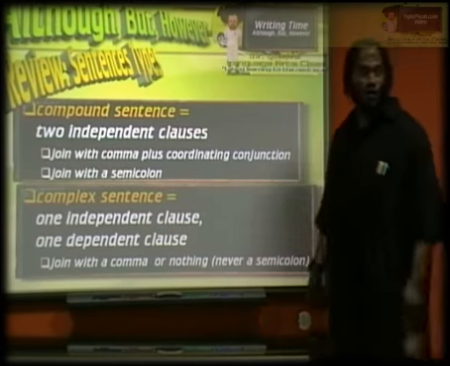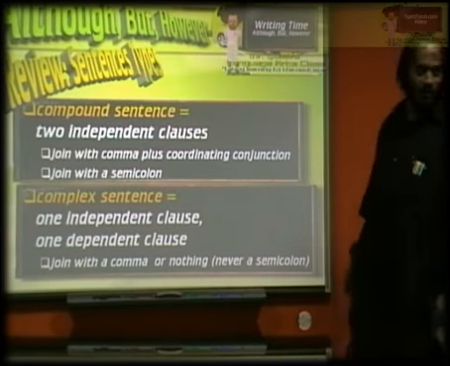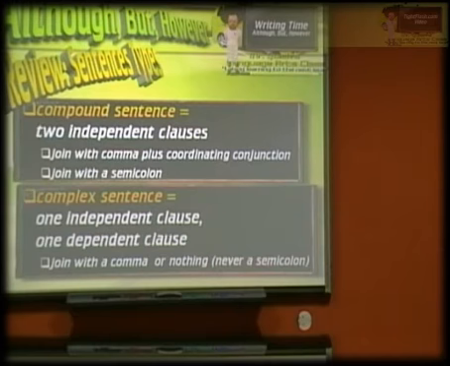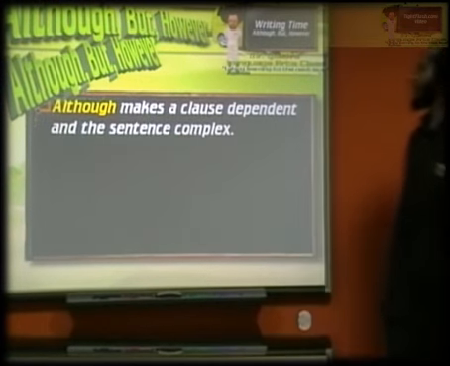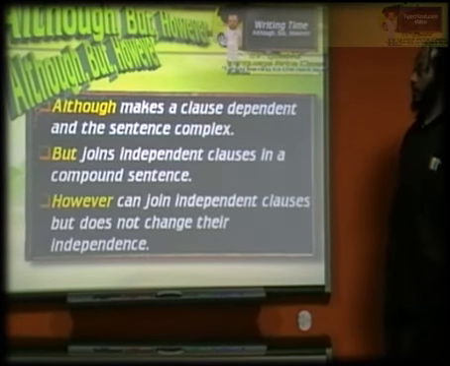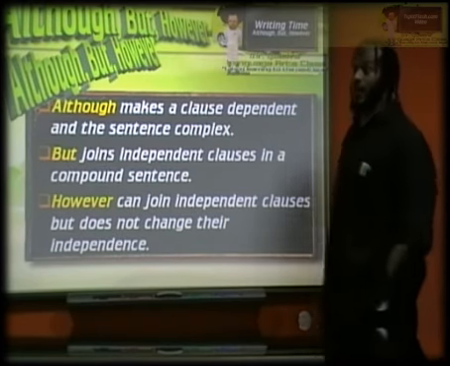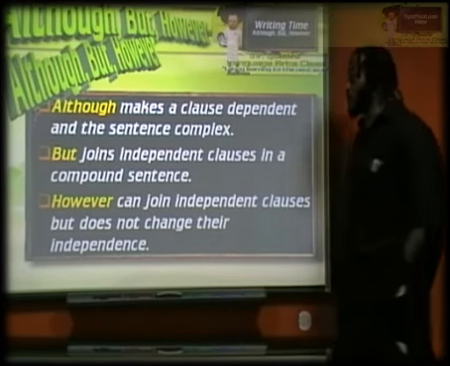Wait, you still don't know if you're right? Oh, okay. Why are you asking me? Okay, here we go. All right. Note candy. Note candy. Note candy.